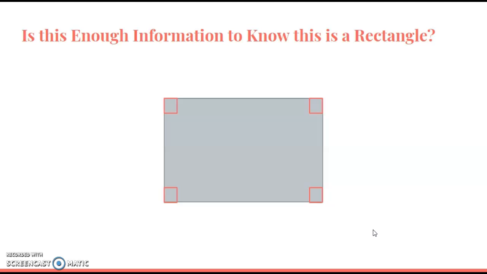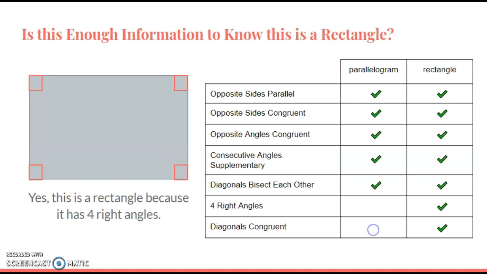So let's look at this. Is this enough information to know that this shape right here is a rectangle? I'm going to bring up this chart and ask, what do I know about it? Well, I know that there are 4 right angles to this shape, which is indeed a property of rectangles. So this is enough information for me to know that this is a rectangle.